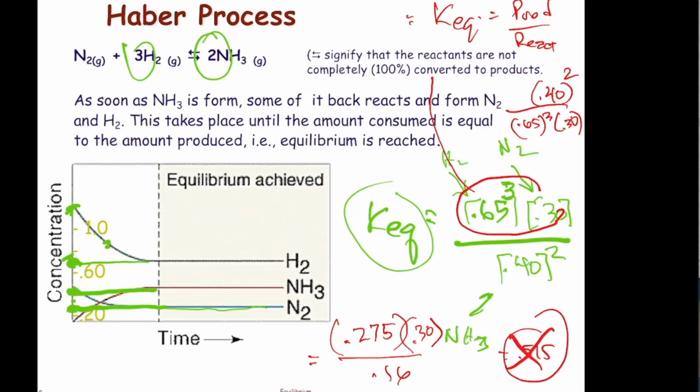So this is not it. This is 1.94. Try that again. 0.4 squared divided by 0.65 cubed times 0.3. Yeah, 1.94. That would be K equilibrium. Make sure you know how to do that calculation. It's not difficult. You just have to make sure you know how to pull the information from that. Okay. Let me move on.